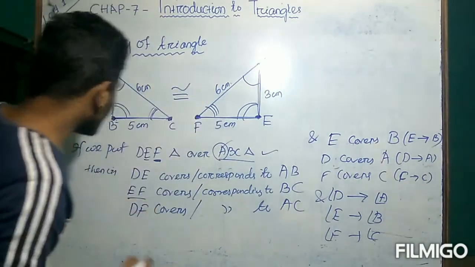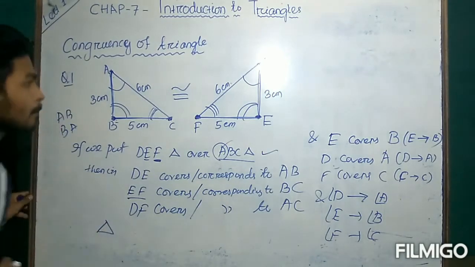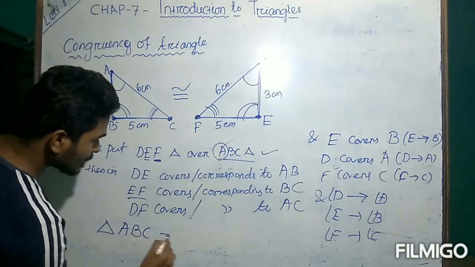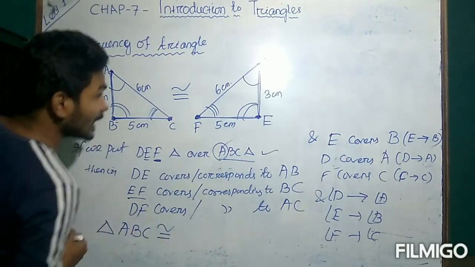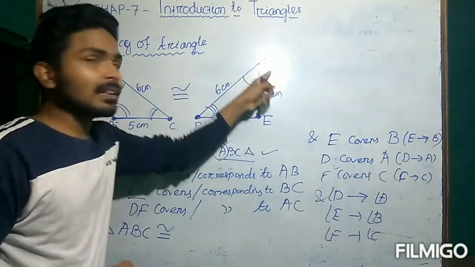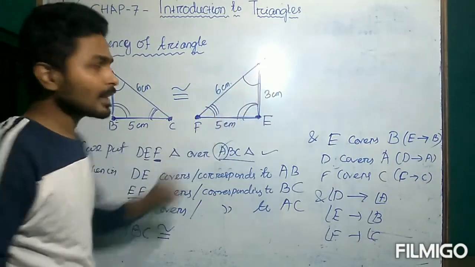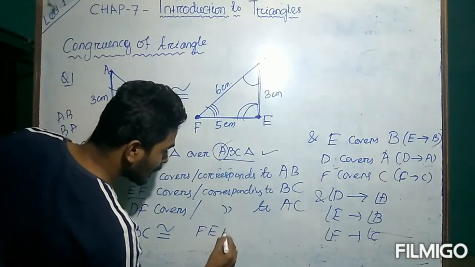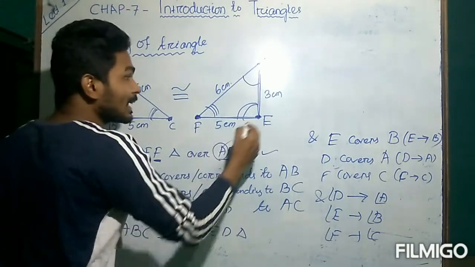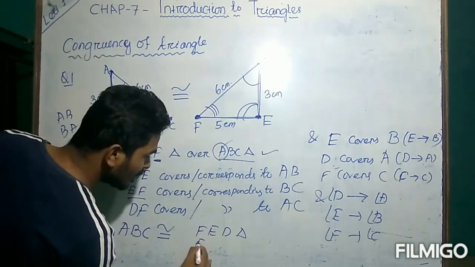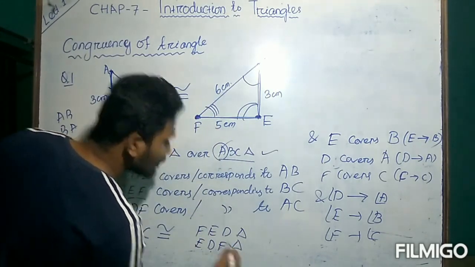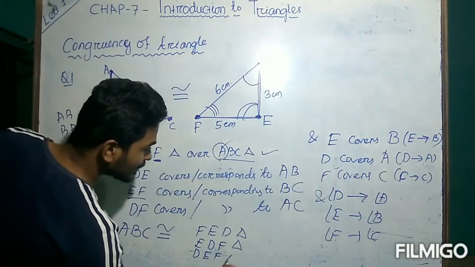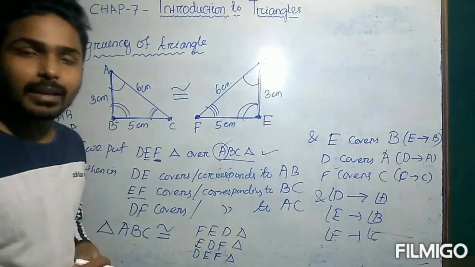And how can you write this? You have to write the triangle ABC is congruent to the triangle. Which triangle? This triangle. But how can you name them? You can name like FED triangle, or you can name like EDF triangle, or you can name like DEF triangle. Then which one is correct naming or correct order?